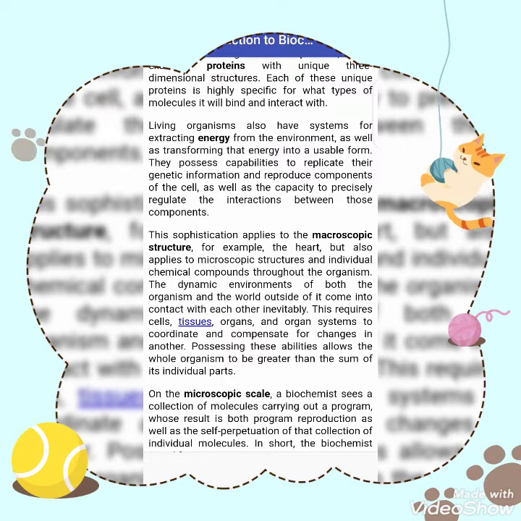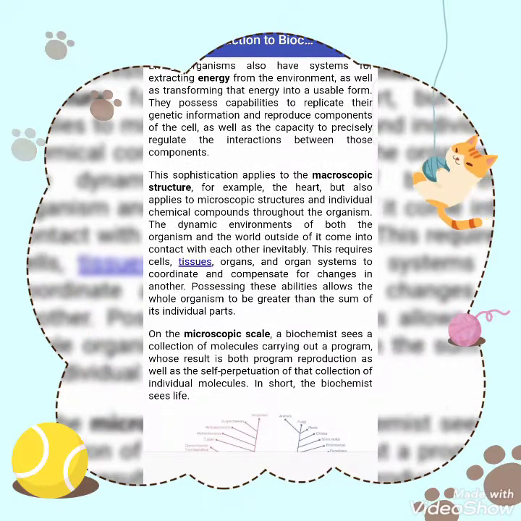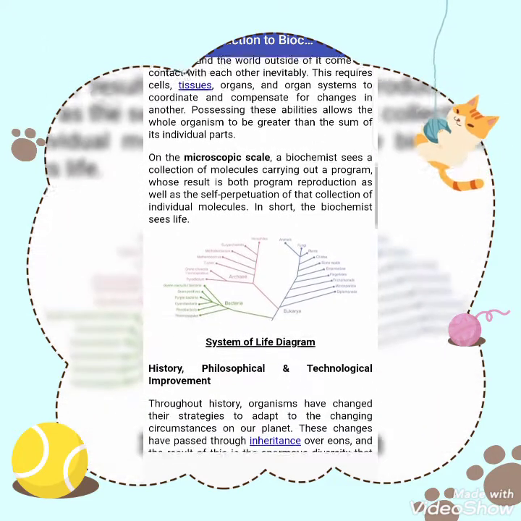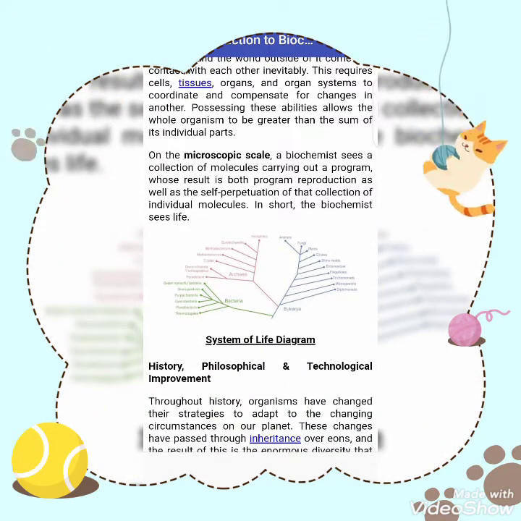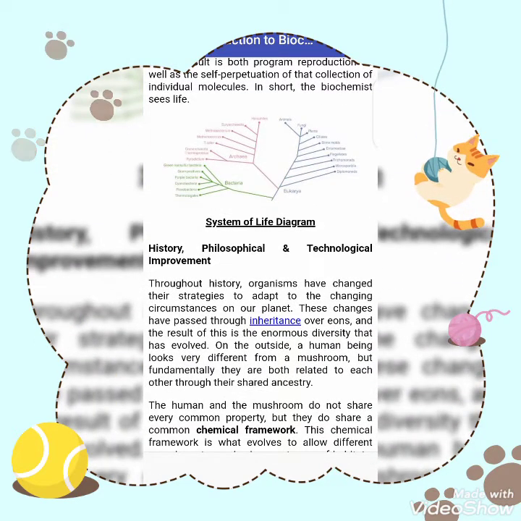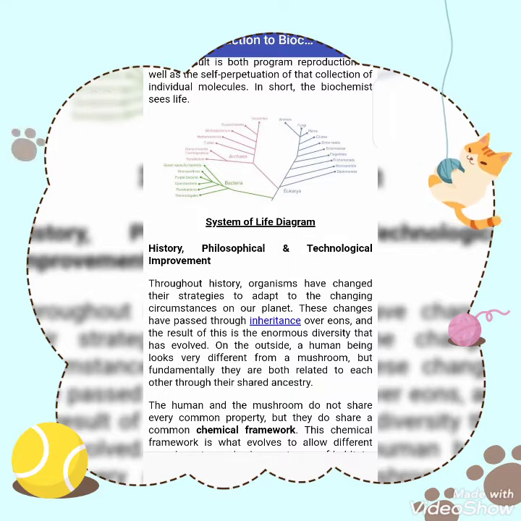On the microscopic scale, a biochemist sees a collection of molecules carrying out a program whose result is both reproduction as well as the perpetuation of that collection of individual molecules. In short, the biochemist sees life. So this is a system of life diagram. So we are going to discuss history, philosophical and technological environment improvement.